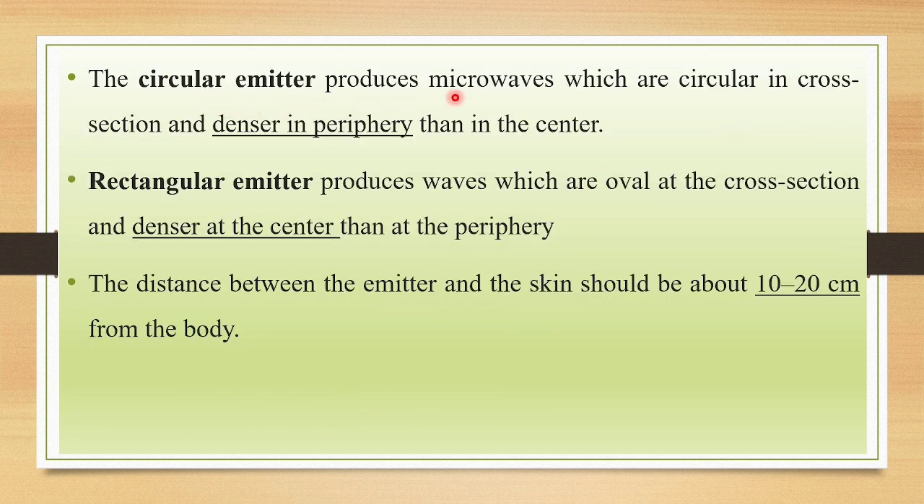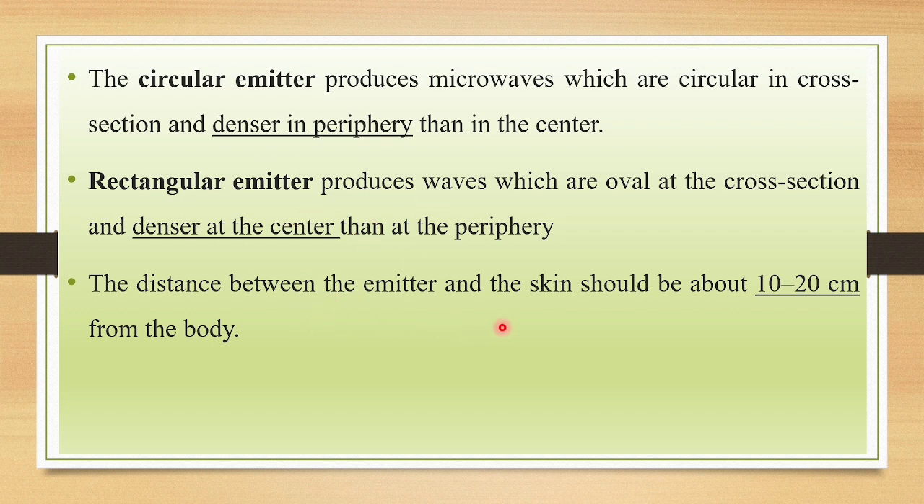The circular emitter produces microwaves which are circular in cross section and denser in the periphery than in the center. So the circular emitter has a circular cross section and a denser effect in the peripheral region than in the center region. The rectangular emitter produces waves which are oval in cross section and denser at the center than at the periphery. So this is the difference between the circular emitter and the rectangular emitter.